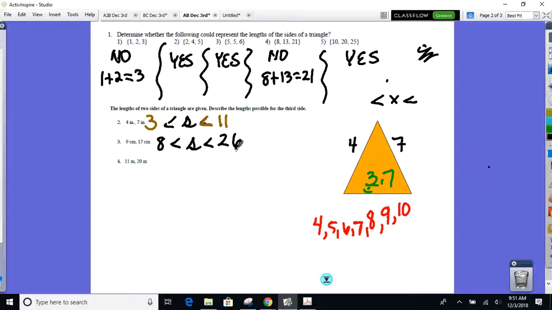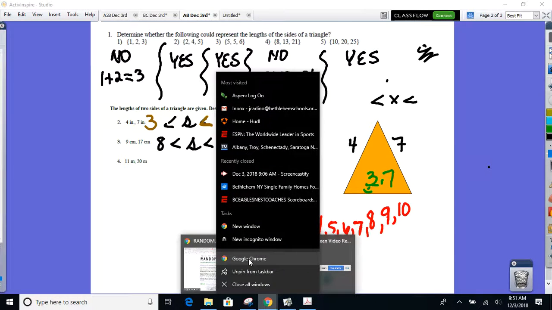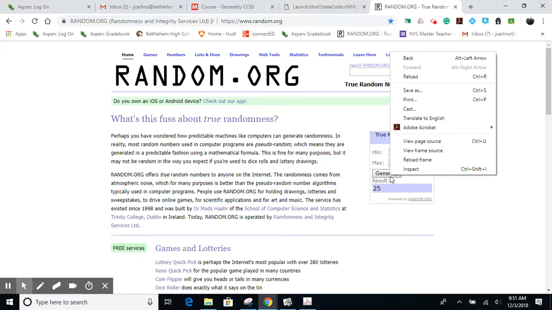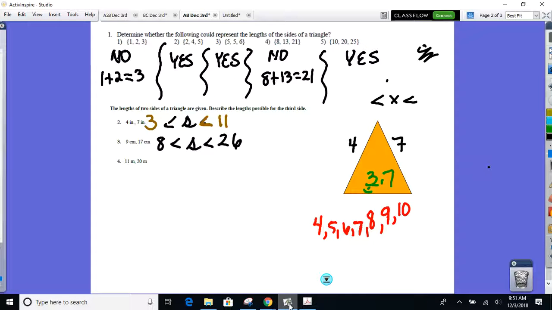And then what happens if I had 11 and 20? Here you go, 25. Yep. So that side's got to be bigger than 9, but less than, what was your other number? Sorry, 31. Yep.